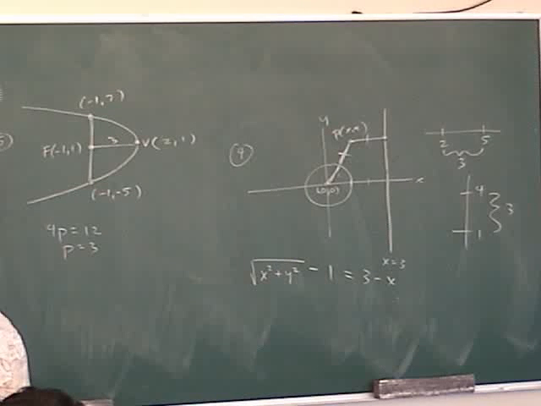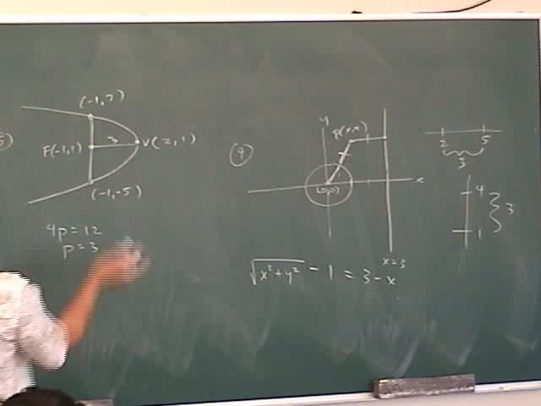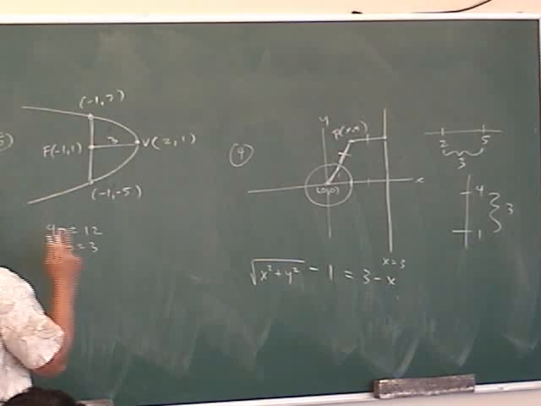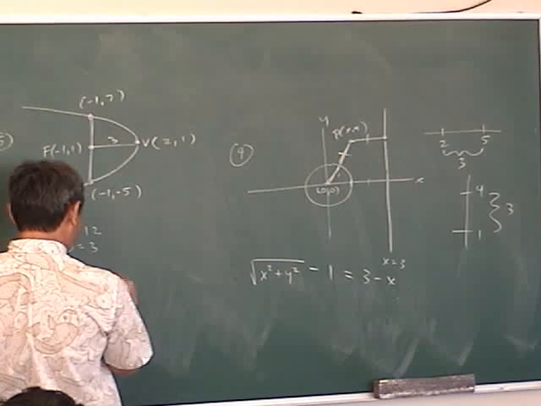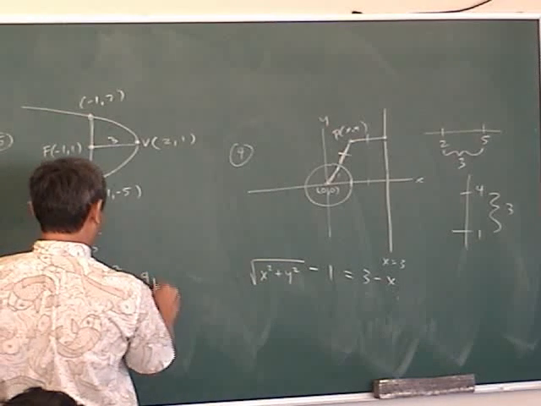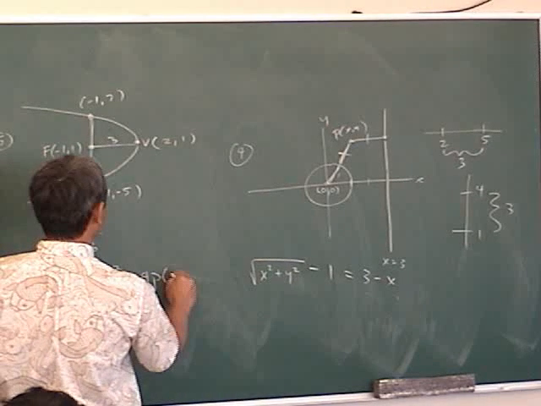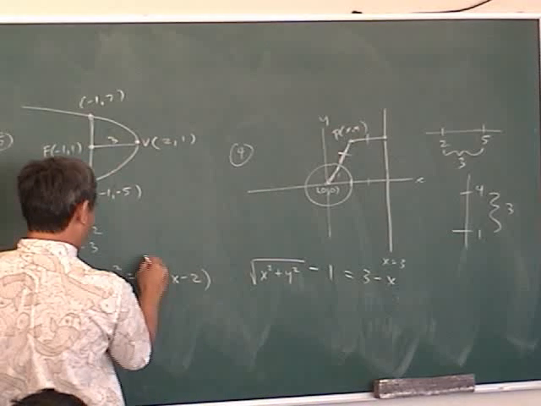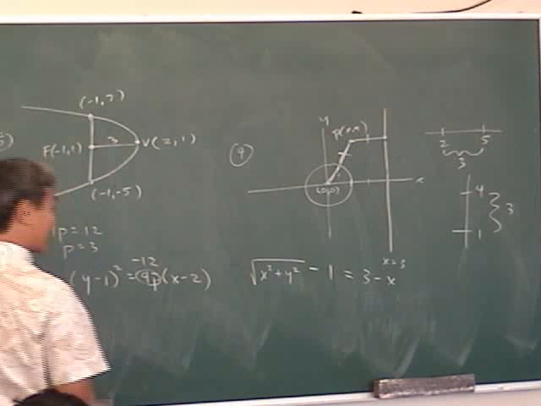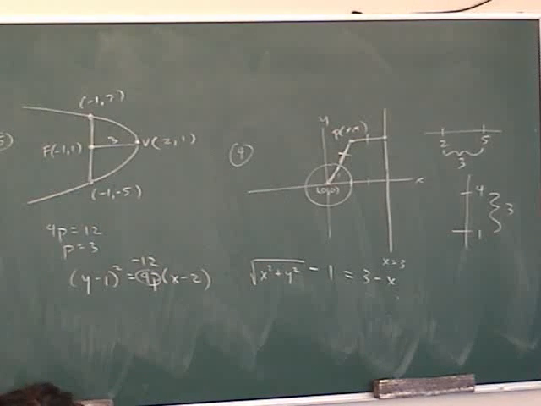And once you get the vertex, you can write almost the whole equation. So this is a left-right parabola, so the y squared. Y minus 1 squared is equal to 4p times x minus 2. And we know p is 3, so just put 12 here. No, it's negative because it's opening to the left. And then the one that's opening to the right, then it'll just be positive 12, right?